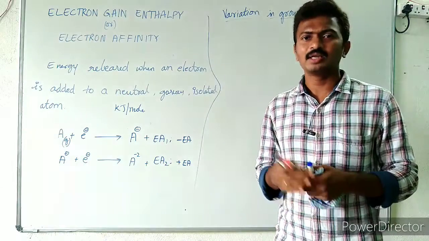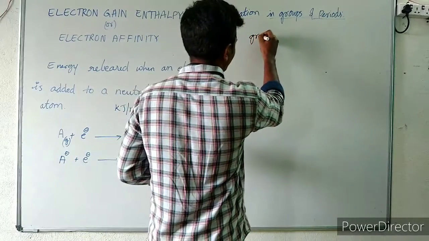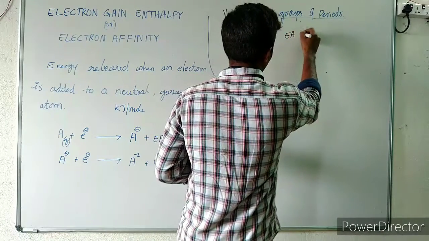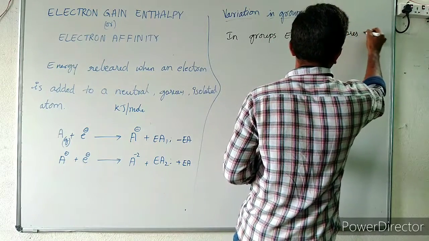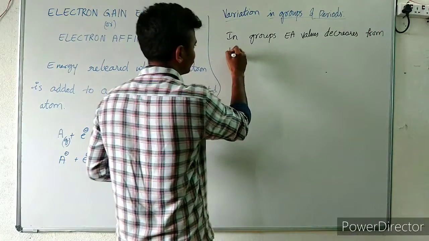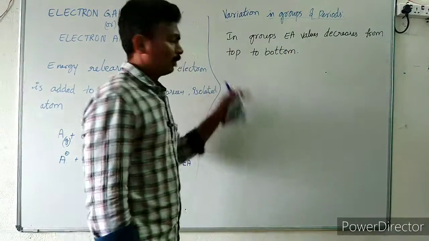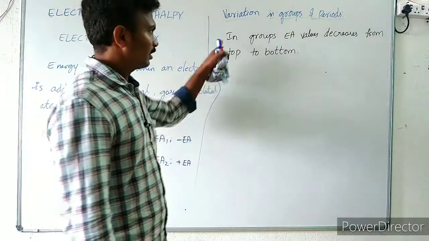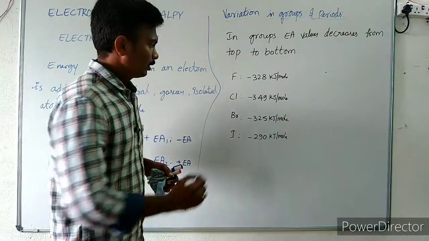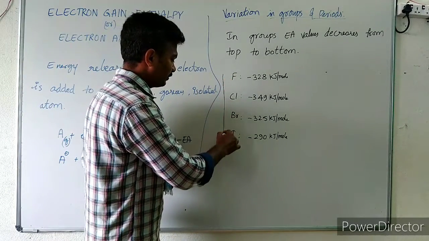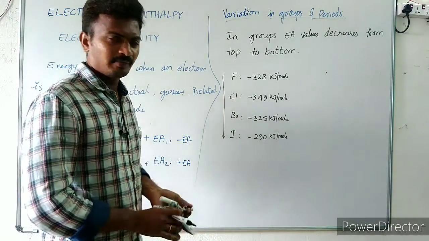That means the electron affinity decreases. Here in groups, EA values decrease from top to bottom. As we move from the top element to the bottommost element in a group, that EA value is going to decrease. So in a group from top to bottom, as we move down, the electron affinity value should decrease.